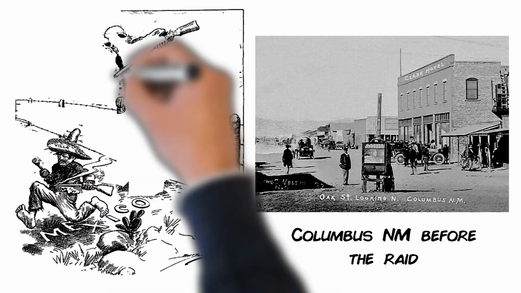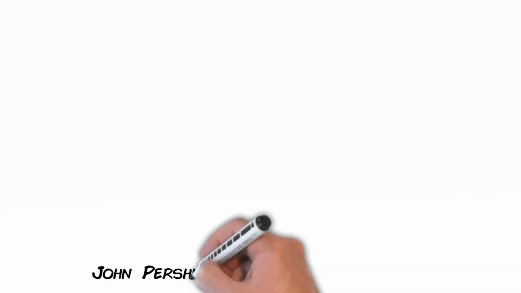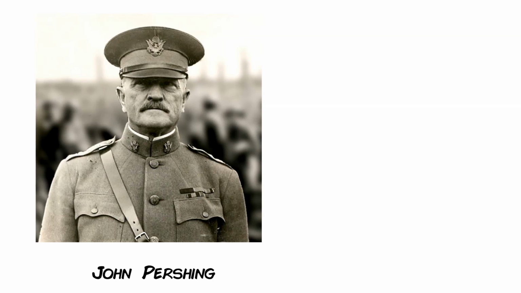In response, the United States sent a 10,000-strong punitive expedition led by John Pershing, a future World War I general. The large number of troops ended up being pretty useless, however, as Villa melted into the mountains, an area he knew exceptionally well.